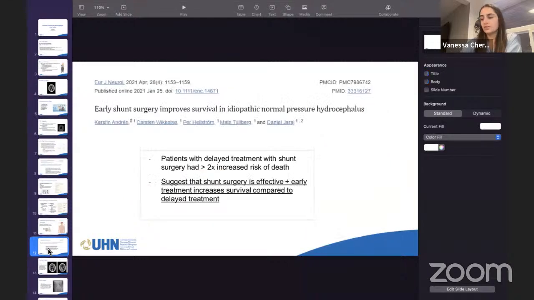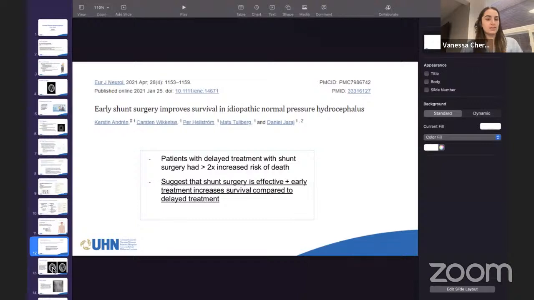This is just an article that we came across, which really emphasizes the importance of shunt surgery and timing. In their study, they saw that patients with delayed treatment with shunt surgery had greater than 2 times increased risk of death. As hydrocephalus progresses over time, it only becomes partially reversible at later stages. And so early diagnosis and halting progression of the disease is quite important.